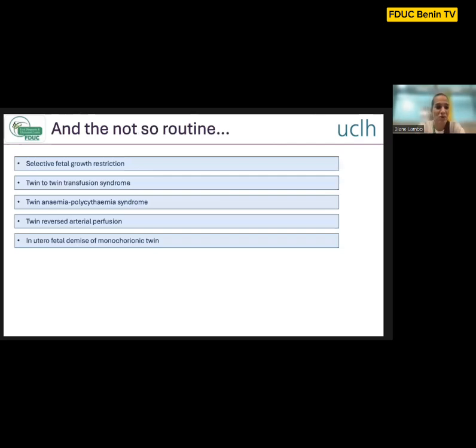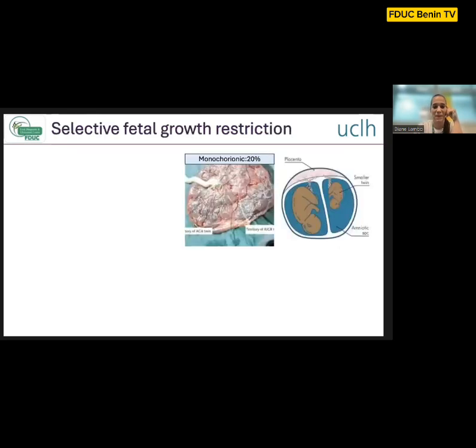What about the not so routine management? So when you see complications like selective growth restriction, twin-to-twin transfusion, twin anemia polycythemia syndrome, twin reverse arterial perfusion sequence, and when you have a neonatal demise of a monochorionic twin, how does that change what you do and how frequently you scan these patients, what you're looking for? And so I'm hoping to go through each of these individually and talk a little bit about the ultrasound markers that we tend to look for.